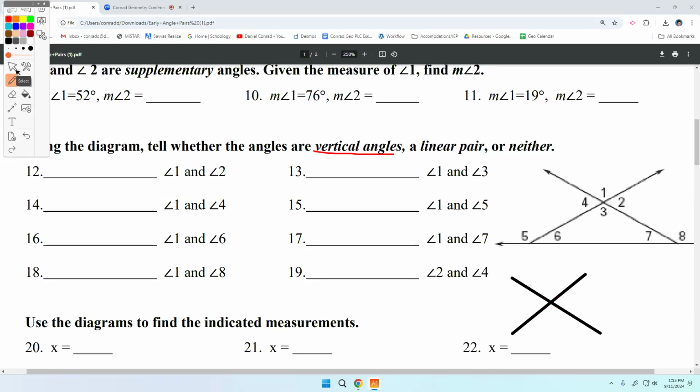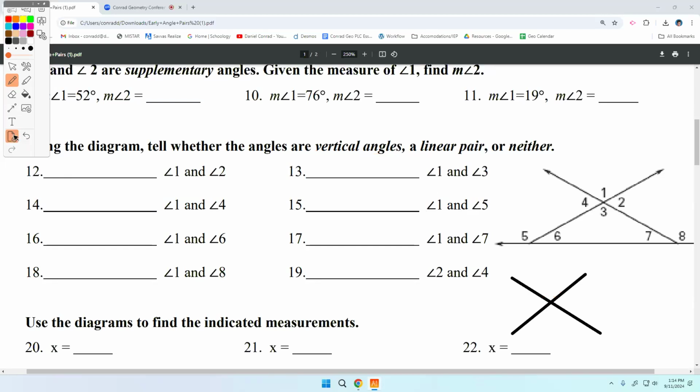Linear pairs are supplementary and adjacent. So an example of a linear pair is these two angles. If I called this angle 1 and this angle 2, they're going to form that straight line. Because remember, linear, the first 4 letters are line. So they form a straight line. And they're adjacent, they're right up next to each other. Okay.